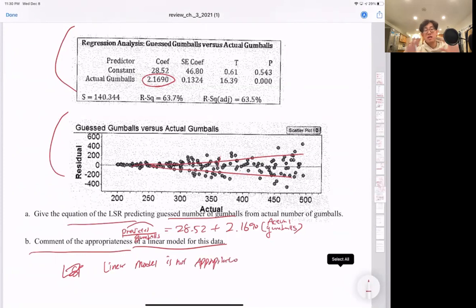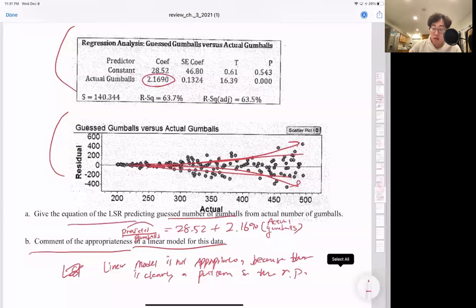Because we've talked about this, as the actual number increases, the residual gap decreases and increases by the same amount. So it shows this sort of trend, which is still a pattern, because there is clearly a pattern in the residual plot. So I'm just going to abbreviate it. Therefore, the linear model is not going to be a good fit. The answer key also said the residual plot does not show a pattern, so a linear model is an appropriate model, it says. I don't agree with that at all.